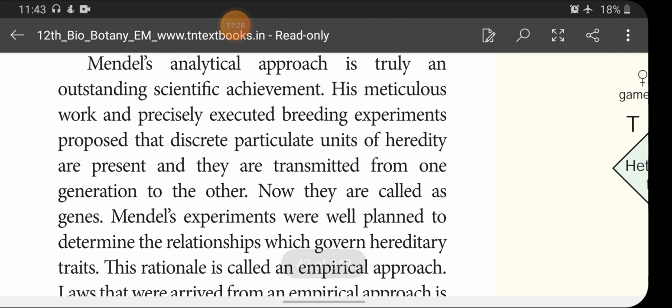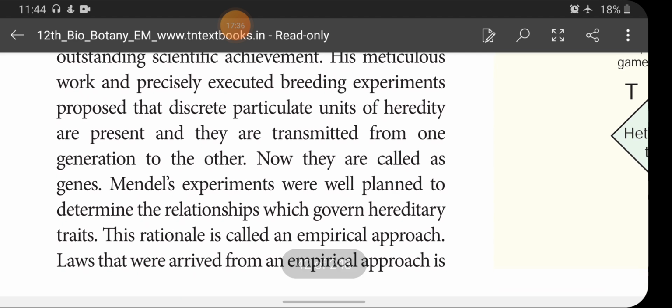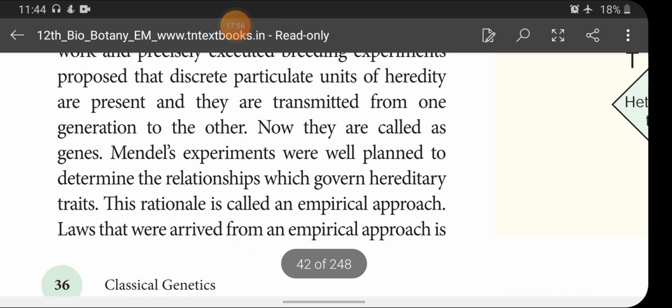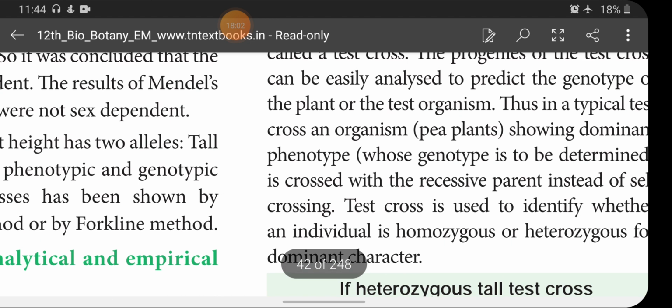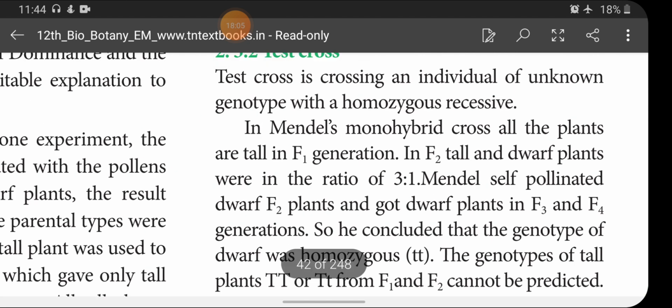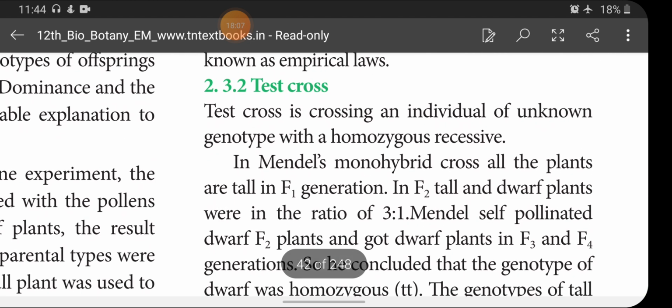His meticulous work and precisely executed breeding experiments proposed that discrete particulate units of heredity are present and are transmitted from one generation to another. These discrete particles are genes. Genes transmit the character from one generation to another. Mendel's experiments were well planned to determine the relationships which govern hereditary traits. The rationale is called an empirical approach, and laws arrived at from an empirical approach are known as empirical laws.